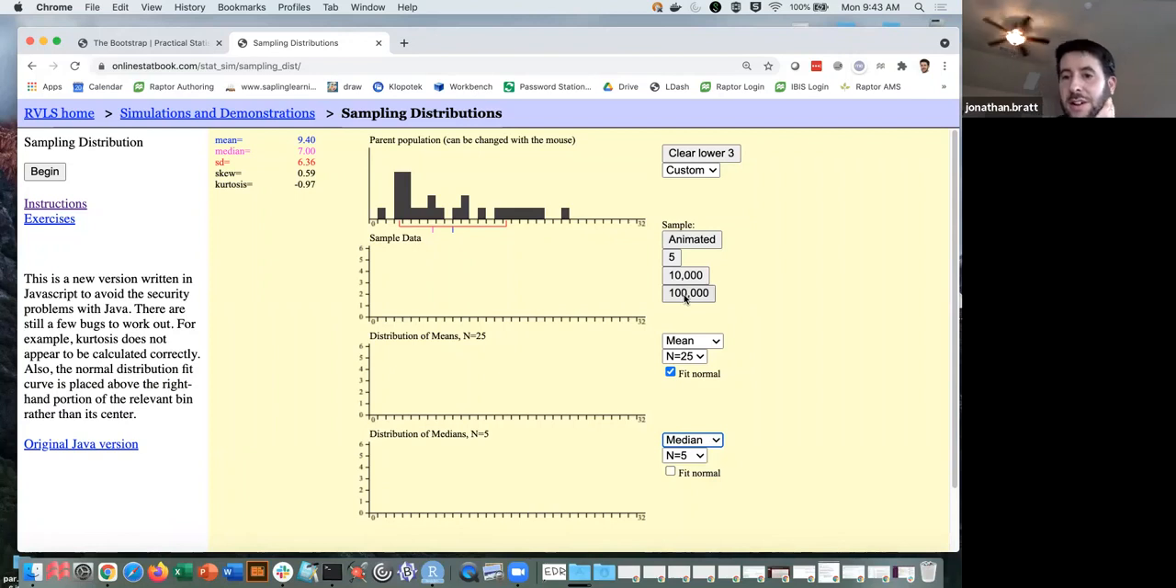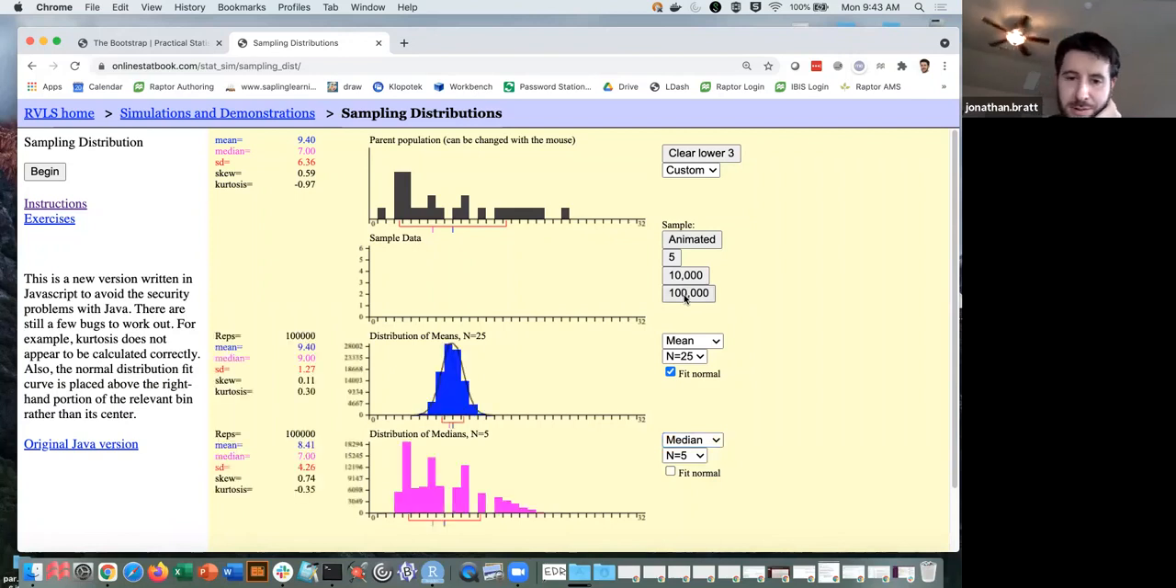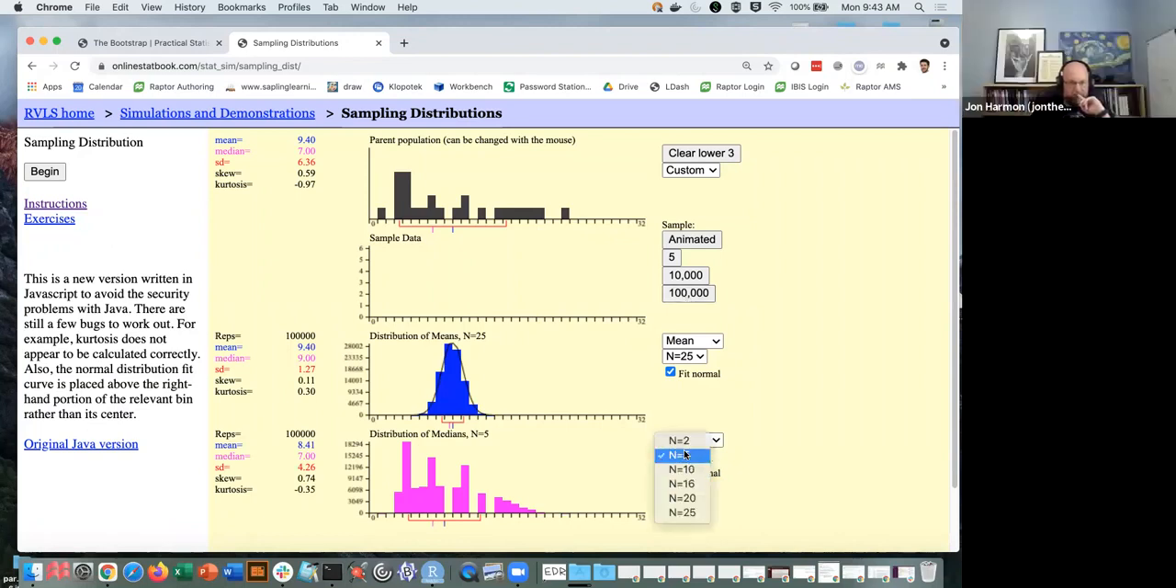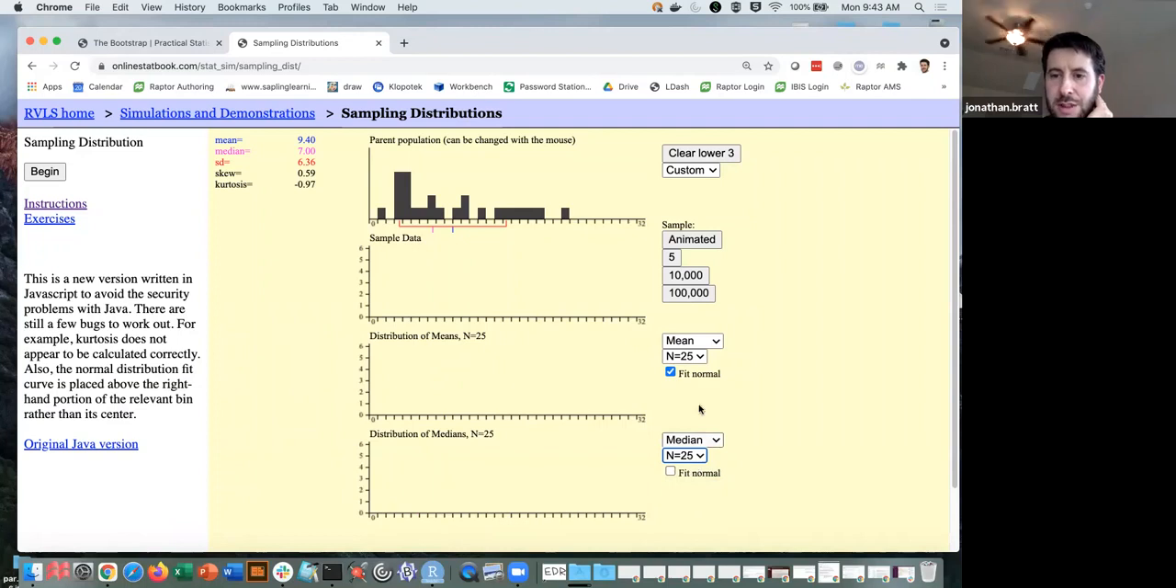And so I'll do 100,000 bootstraps on my simulated parent. Do you want to change n on the median? May as well, yeah. Let's make them both 25 because that's what my original sample was. Okay.